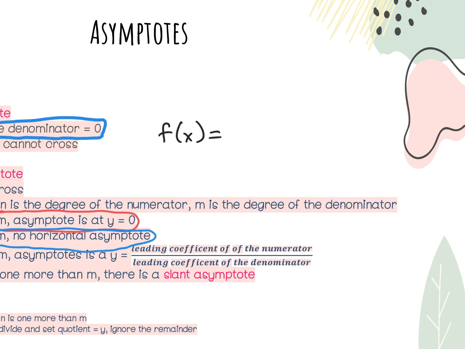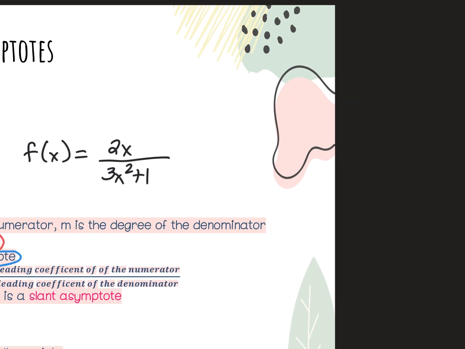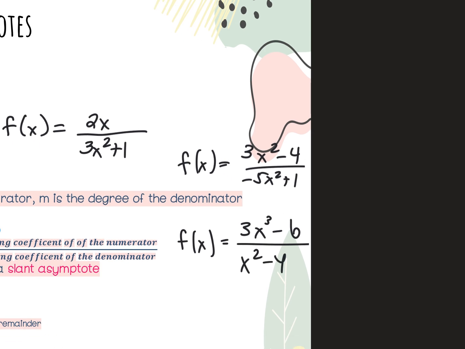So we have f of x equals, say, 2x over 3x squared plus 1. And then I'm going to say f of x equals 3x squared minus 4 over negative 5x squared plus 1. And then we'll have f of x equals 3x cubed minus 6 over x squared minus 4. All right, 3 different examples here. Just made them up.